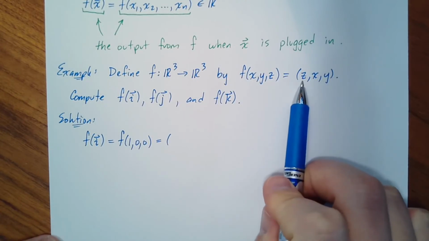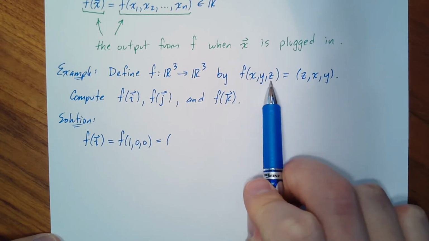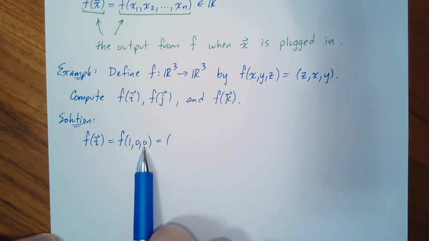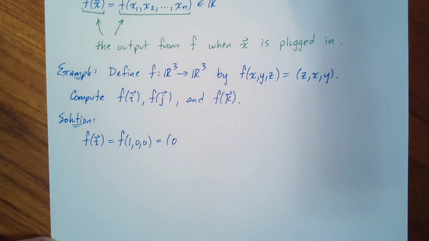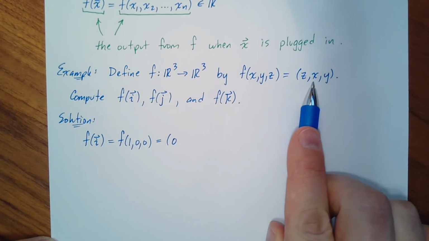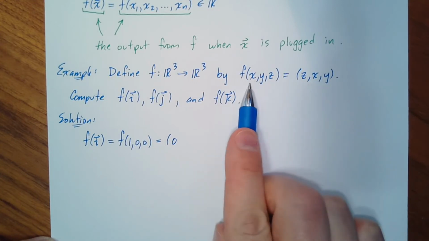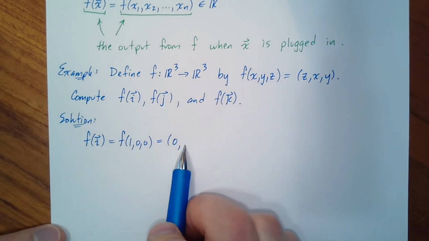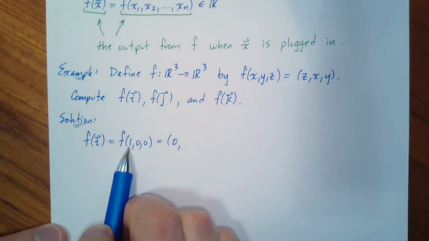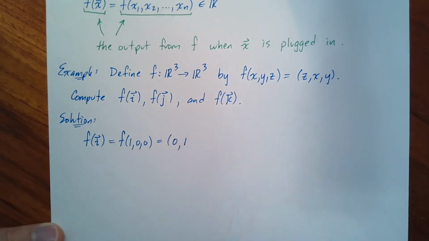Remind yourself, the first coordinate of the output vector is going to be the third coordinate of the input vector. And the third coordinate of our input vector down here is 0. So that's going to be our first coordinate. Now the second coordinate of the output vector, well, that was the first coordinate of the input vector. So whatever we put here for our second coordinate, it's going to be the first coordinate of the input vector, which is 1. So we have a 1 here.